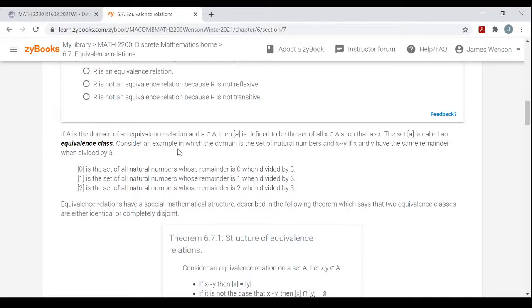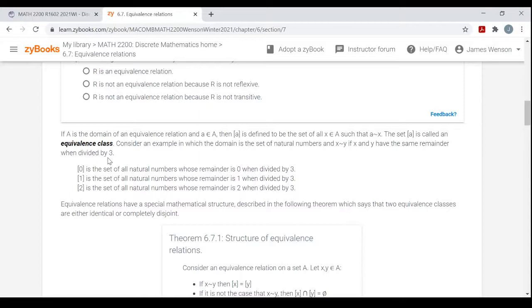So let's consider an example in which the domain is the set of natural numbers: 0, 1, 2, 3, 4, 5, etc. And x is related to y, or equivalent to y, if x and y have the same remainder when divided by 3. Now, when you divide by 3, you can get remainders of 0, 1, or 2.